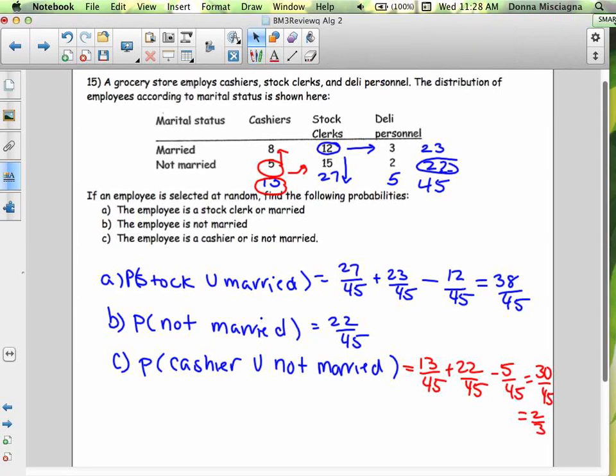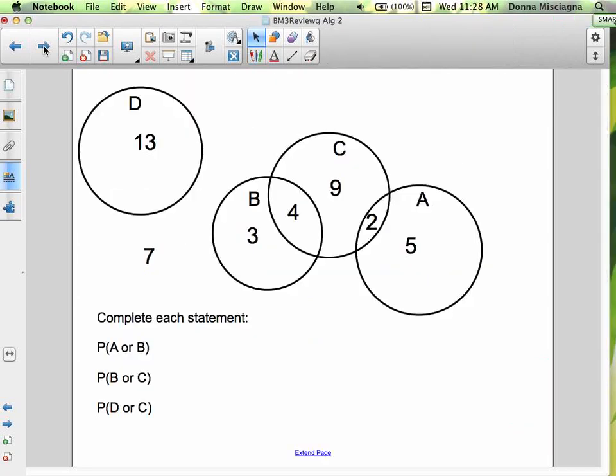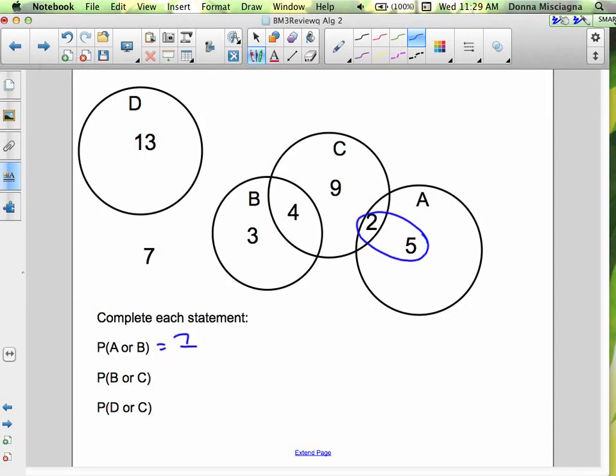Let's move on. This next part is probably a little longer than the other one, because there's 15 questions. All right, complete each statement. The probability of A or B. I don't know how many there are overall. You have to count this. The 7 here aren't in any group. So we have 27 and another 7, so that's 34 plus that 9. There's 43. What an odd number. I just randomly wrote numbers down. So there's 43. This is the total.